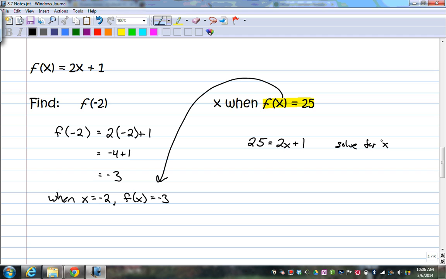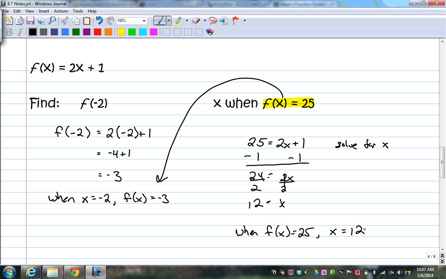So it's just the opposite of the other one. Subtract 1 from both sides. We have 2x is equal to 24, divide by 2, and x is equal to 12. So for this one, you would say when f of x is equal to 25, in other words, our output was 25, or y is 25, x, or the input, is 12. Okay?